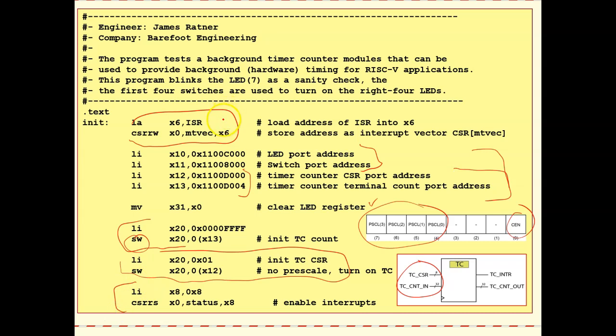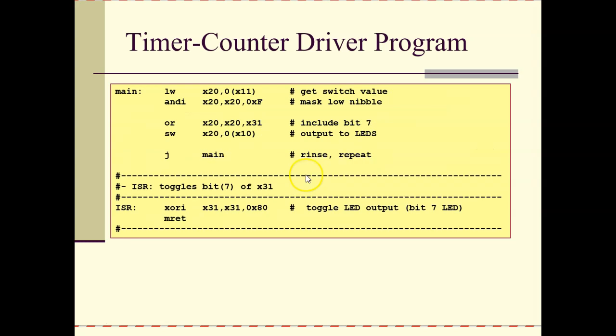So once again, write the interrupt service routine address into the vector address. Do some initialization of the registers. Clear the starting point of the LED register, and then these 4 instructions here are setting the terminal count, and then I'm going to turn the timer counter on, and the last thing I do is enable the interrupts.